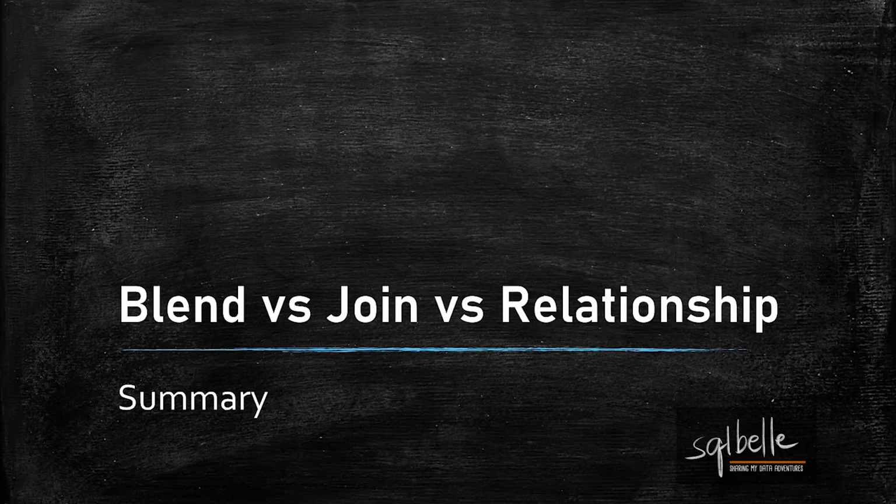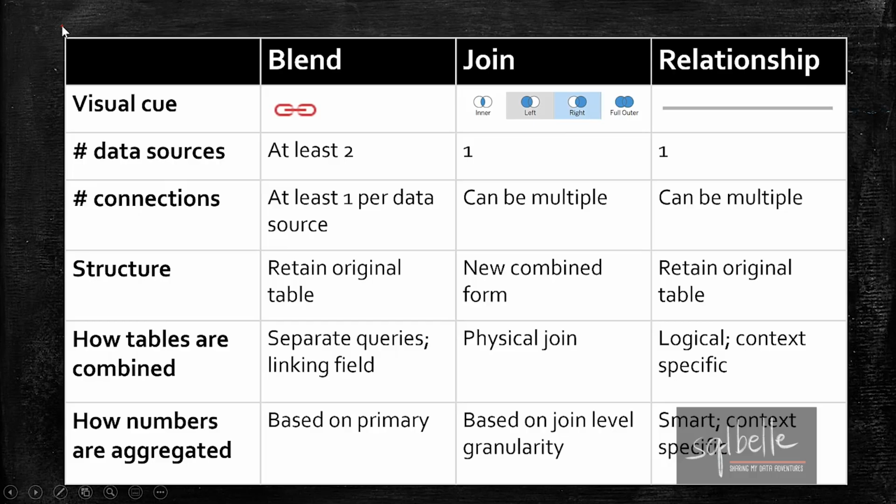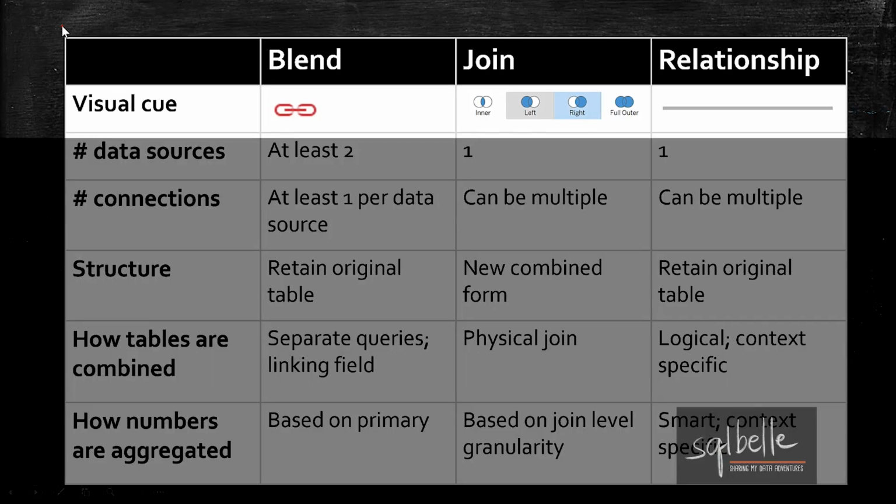Let's now summarize blend versus join versus relationship. This was the matrix we were looking at. We know the visual cue for blend is a linking field or a chain. With joins, it is a Venn diagram. And a relationship, it's simply a line, which we call a noodle.